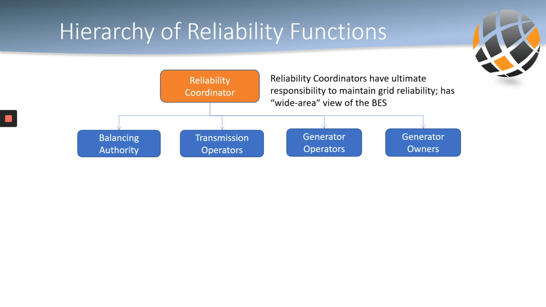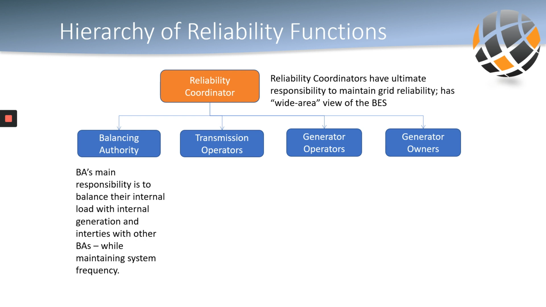The reliability coordinator has the ultimate authority through its systems and tools to maintain grid reliability with its wide area view of the BES. For example, at the start of 2019, there is currently only one reliability coordinator over all of the Western Interconnection of the United States. Balancing authorities balance the internal generation and load in their respective balancing authority area and manage interties with neighboring balancing authorities, all to maintain system frequency.